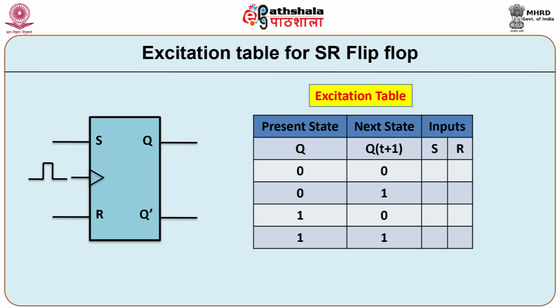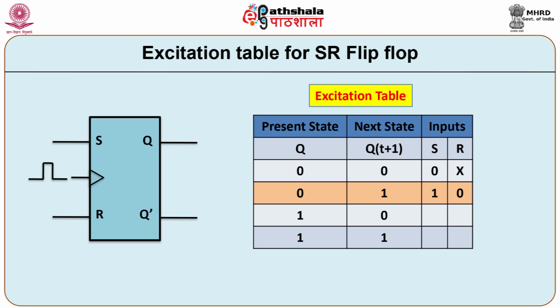Let us now prepare the excitation table for SR flip flop. In order to obtain the excitation table of the flip flop, it is necessary to list all possible present states and the next states and obtain the input conditions to generate such state change. If both present and next states are equal to 0, then SR inputs should be 0 x. Here x means do not care condition, that is the input can be either 0 or 1.